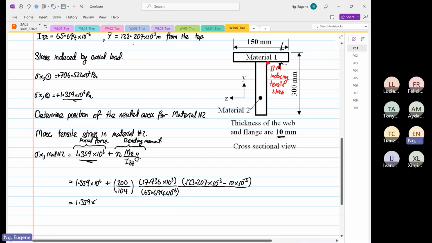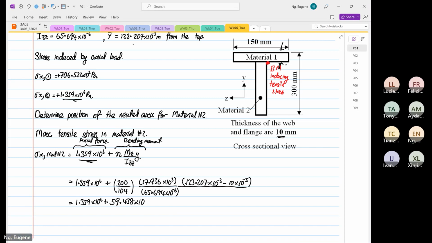1.359 times 10 to the power 6 plus, let me take out my calculator, (123.207 times 10 to the power minus 3 minus 10 times 10 to the power minus 3) times 17.936 times 10 to the power 3 divided by 65.694 times 10 to the power minus 6, times 200 divided by 104. So this will be equal to 59.438 times 10 to the power 6.